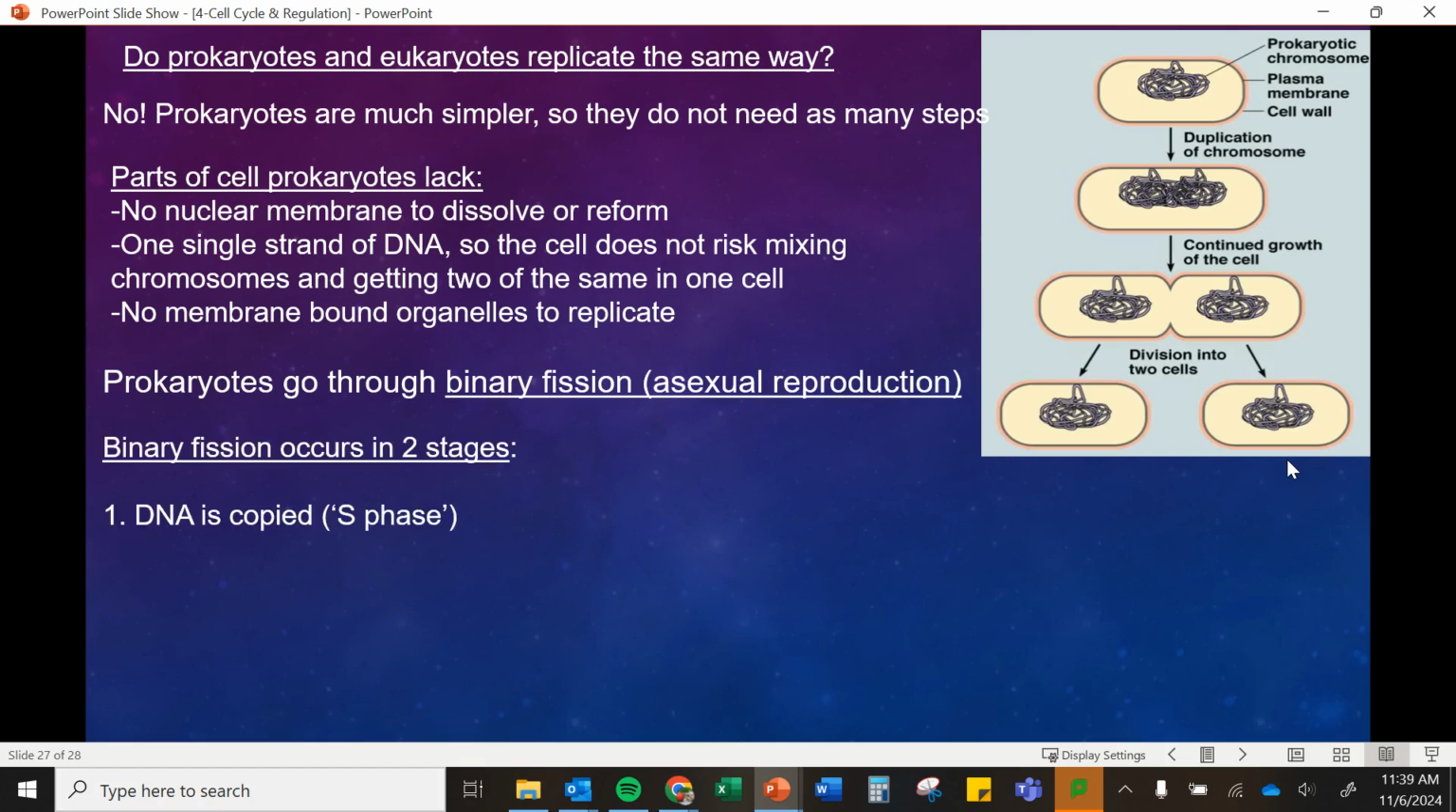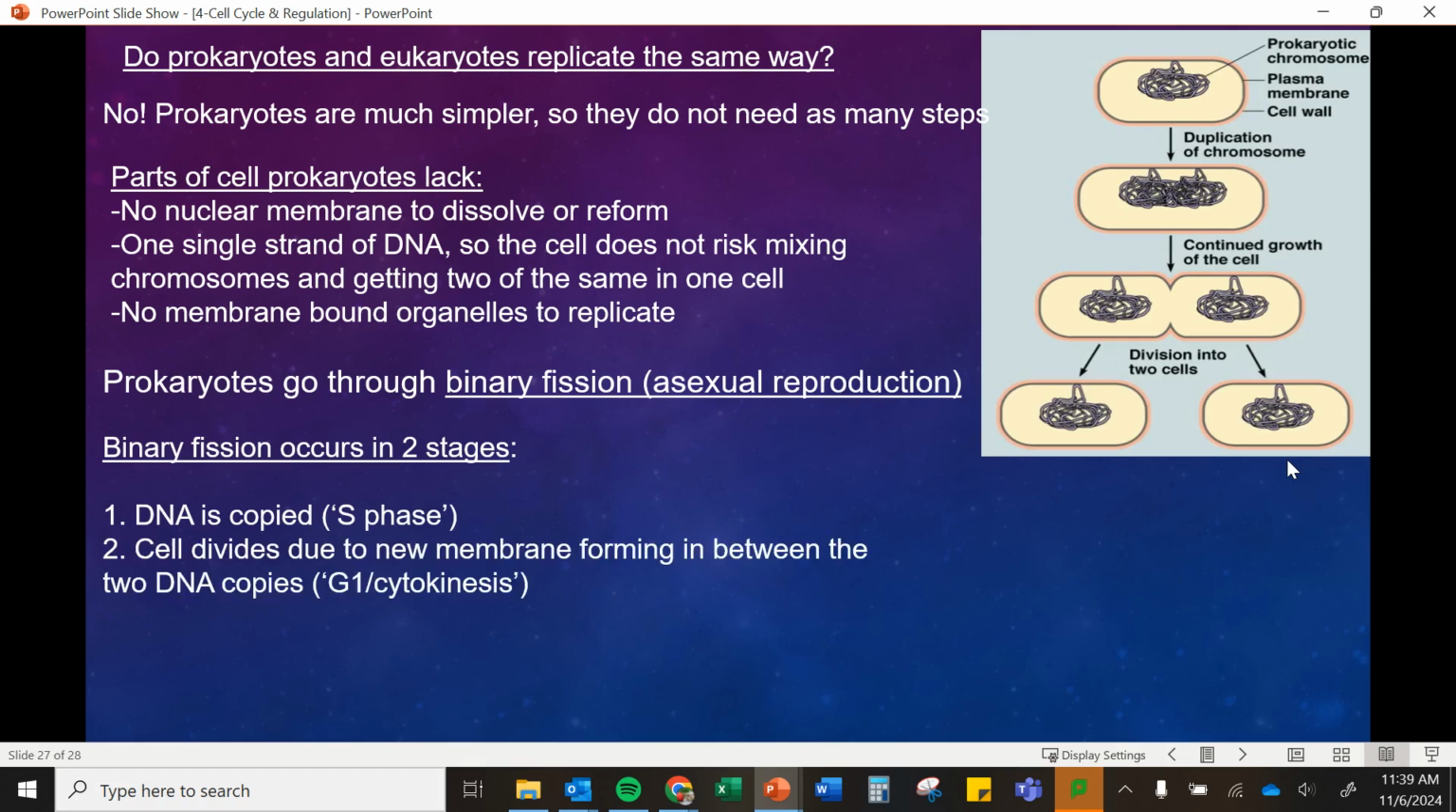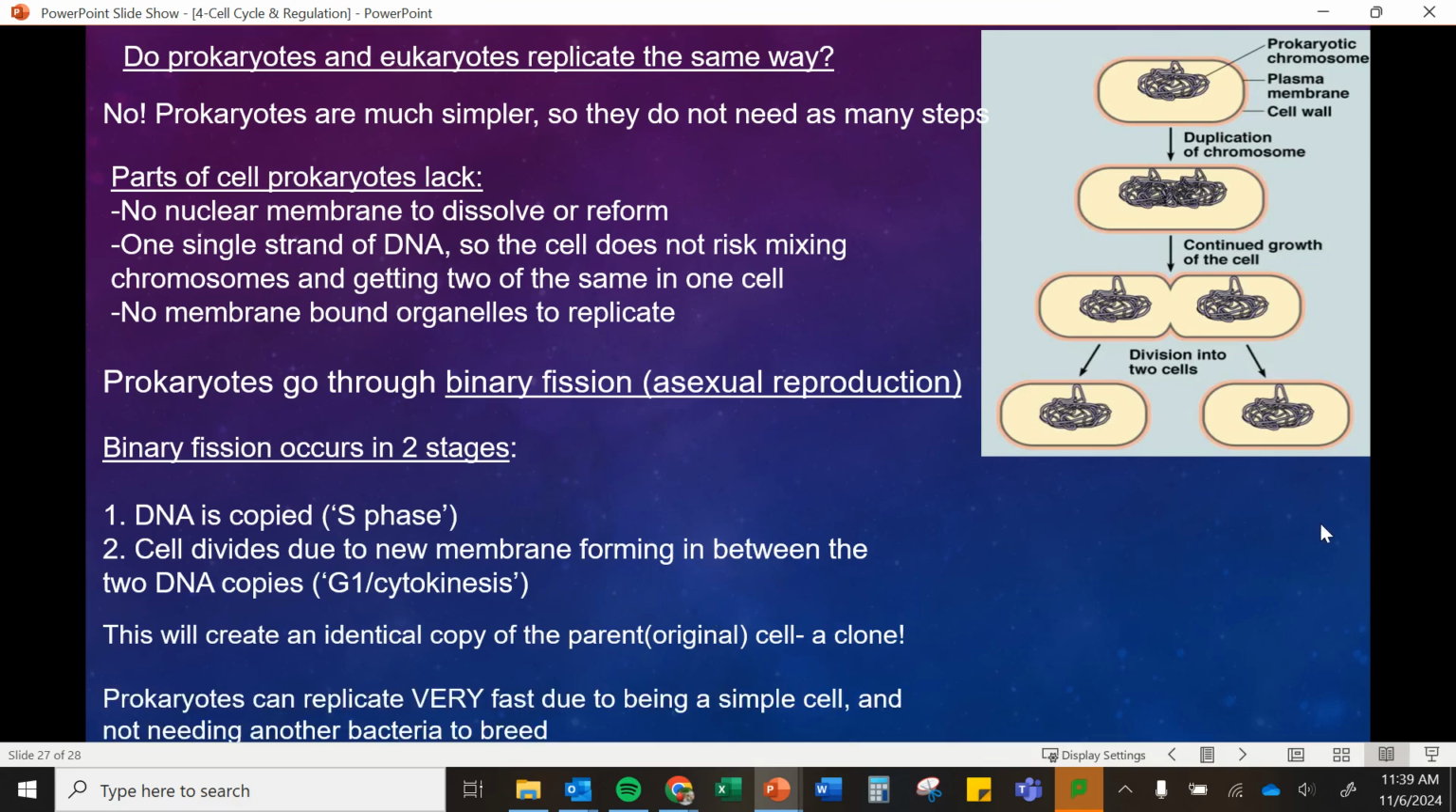It occurs in two phases, the S phase, where the DNA is synthesized, and then we will have the G1 and cytokinesis. So it'll create an identical copy of the parent. And prokaryotes can do this very quickly because it's so simple, and that's also why bacteria can replicate so fast.